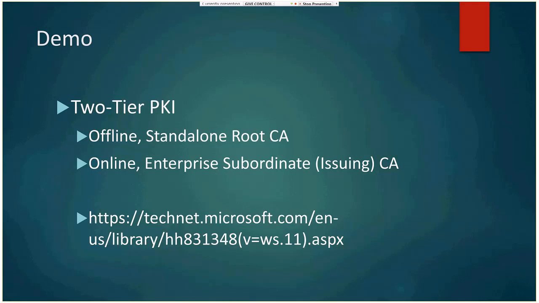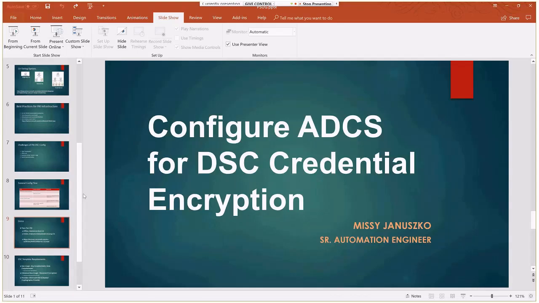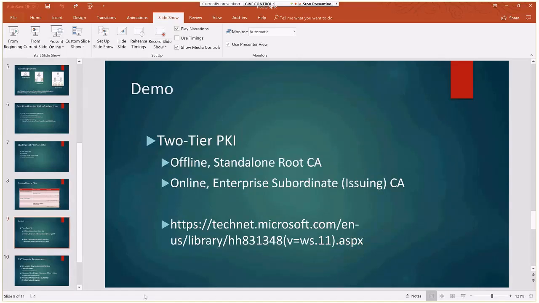All right, so I have a demo here. It's more of just really showing the code because I already have the PKI built using this code. But this is what I'm building. I'm building a two-tier PKI with an offline standalone root CA and an online enterprise subordinate. And I'm following the documentation in that particular URL, which is at the bottom.